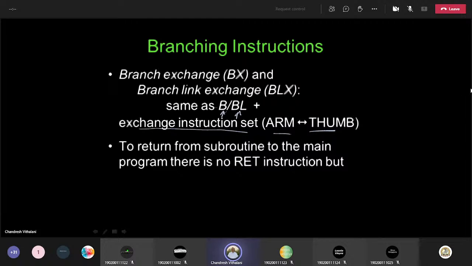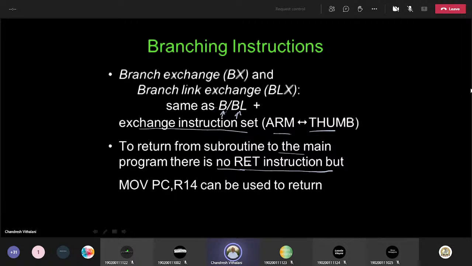Okay. To return from subroutine to the main program, the return instruction is not there in ARM processor. In AVR, we have studied the return instruction, but in ARM, there is no return instruction. So we have to use this instruction, MOV PC, R14. Okay. So R14 is your link register. It will be transferred to the PC and you will be able to return to the main program. So there is no RET instruction in ARM processor.